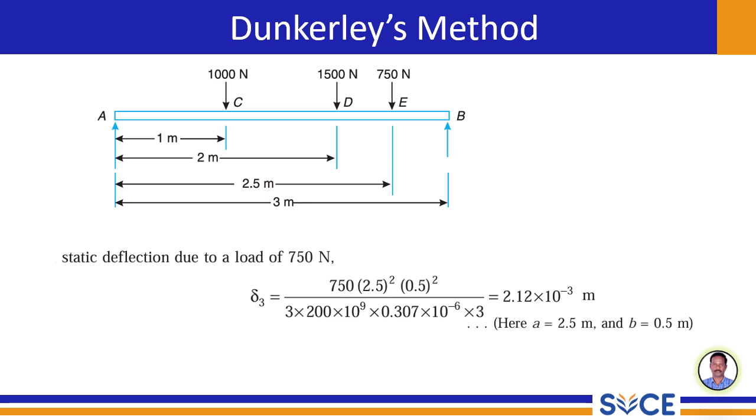Finally, we calculate the static deflection due to the third load, that is 750 Newton, located at a distance of 2.5 meter, that is A equal to 2.5 meter, B equal to 0.5 meter. Using the same static deflection formula, substituting W equal to 750, A equal to 2.5 meter, B equal to 0.5 meter, and all other denominator values remain the same. We are calculating and find that static deflection due to 750 Newton is 2.12 into 10 power minus 3 meter.